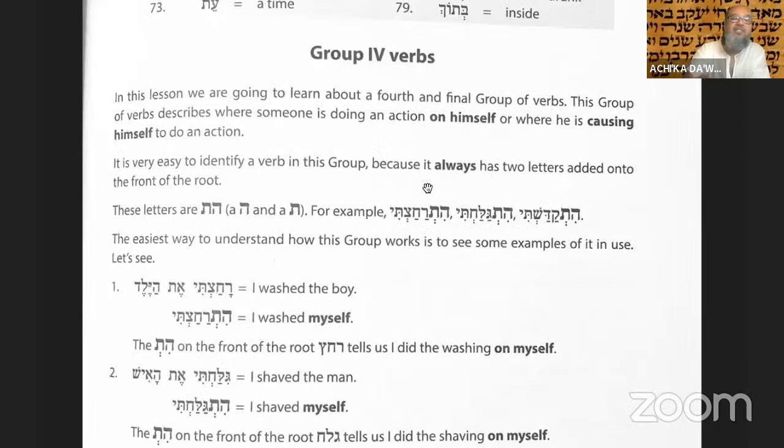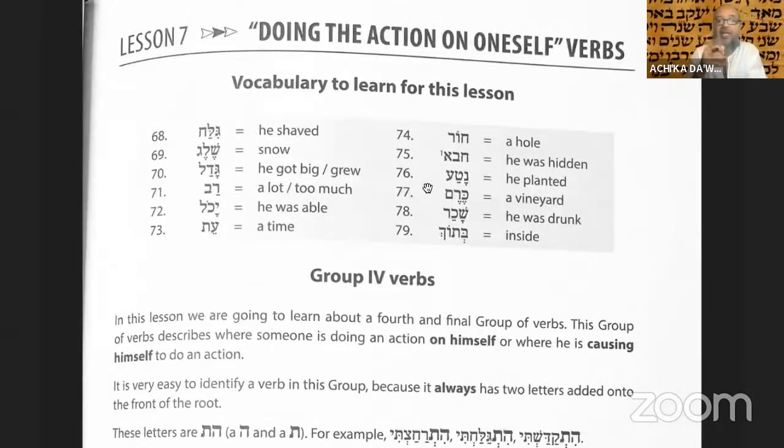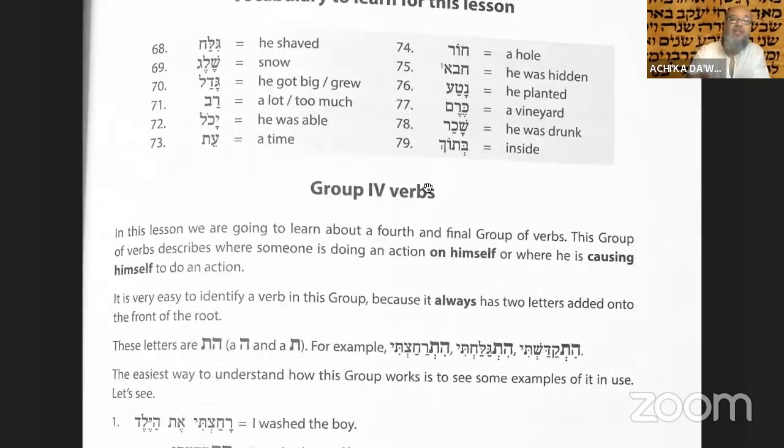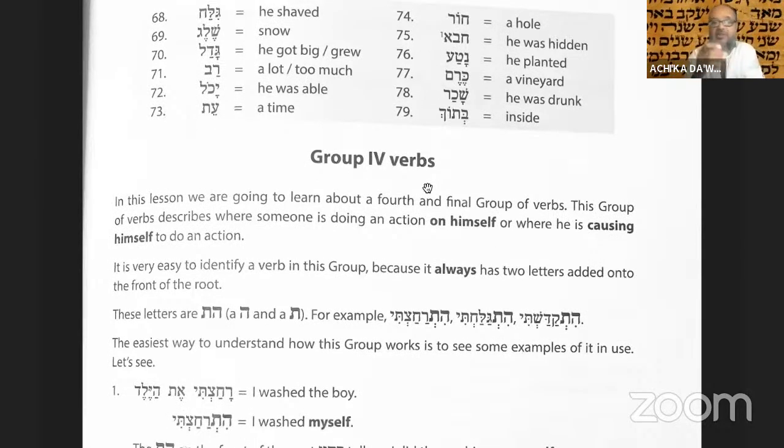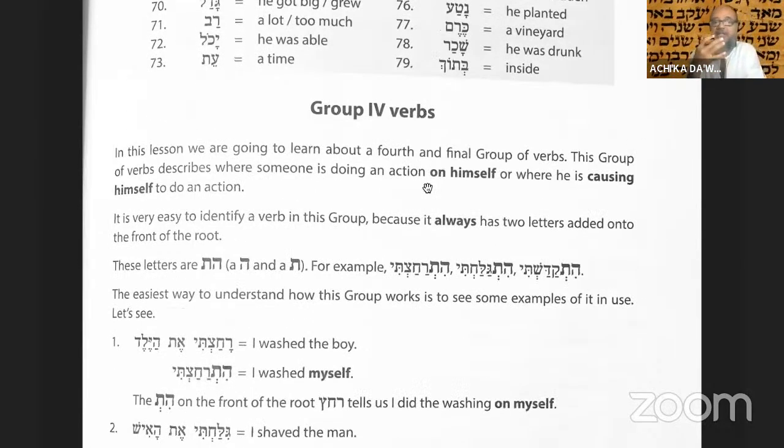All right. So I'm going to send this to you. As of course, you have your vocabulary. We already know what that is. You're going to be up to number 79 in this particular book. Today, we're going to be discussing group number 4 verbs. In this lesson, we're going to learn about a fourth and final group. This is the last group of verb stems that you're going to learn about. Okay. This is the last group.